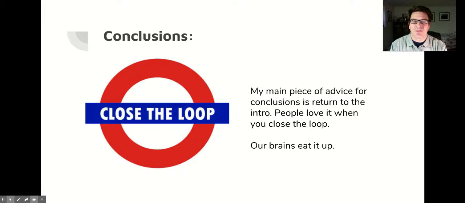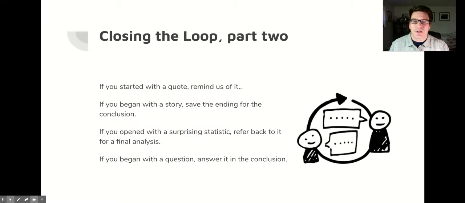Our brains, for some reason, feel very satisfied in an academic essay. In a novel or a poem or a short story, you might leave it open-ended or ambiguous, where you don't really know for sure how everything adds up, and you have to think about it a lot. There's subtext and symbolism. In an academic essay, we really like the idea that you've come full circle. So here are some ways to do it.